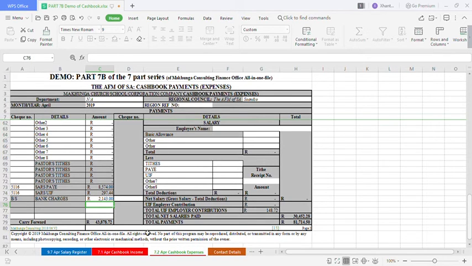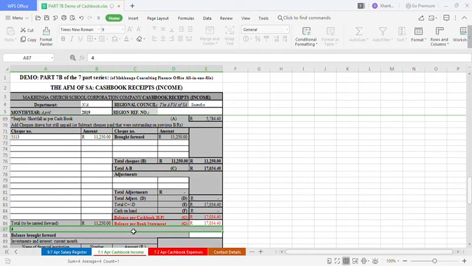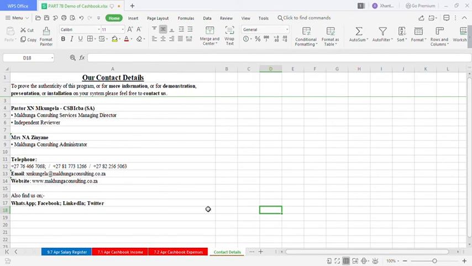Before we leave it, we have got to make sure that we check the balances, if it did balance or not. Balance per cashbook and balance per bank statement are of the same amount, so we're balanced. Congratulations, well done.